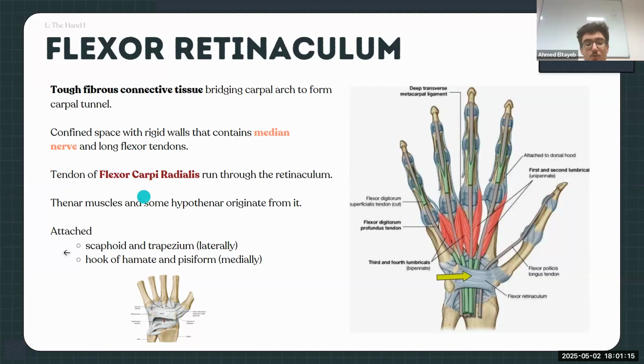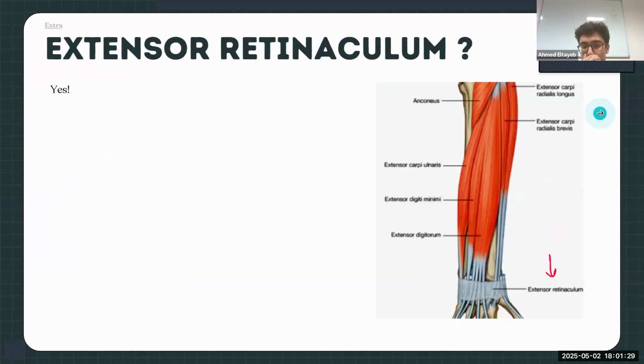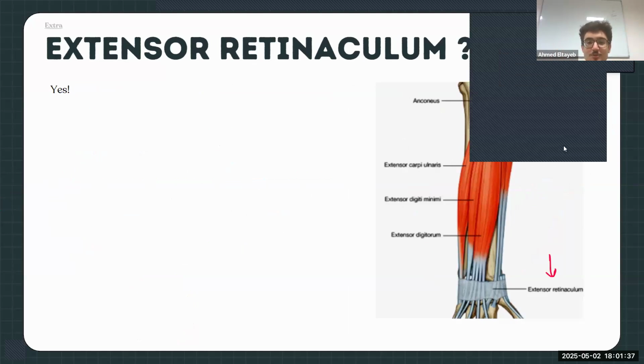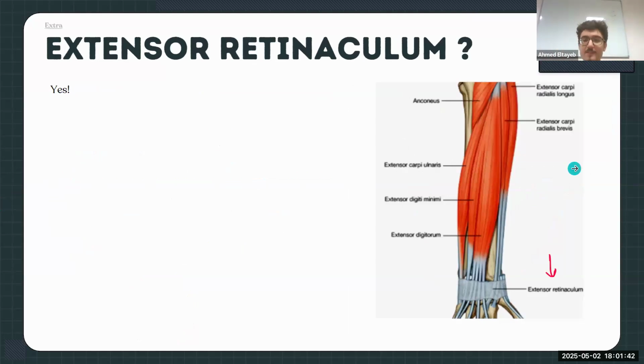Okay? Well, you don't really need to know the attachments medially, laterally, and honestly it's just silly. But what's important, know that the median nerve courses underneath it alongside all the many flexor tendons that we're going to talk about in the carpal tunnel. Do we have an extensor retinaculum? Yes. Is it important? No. So we completely ignore it.